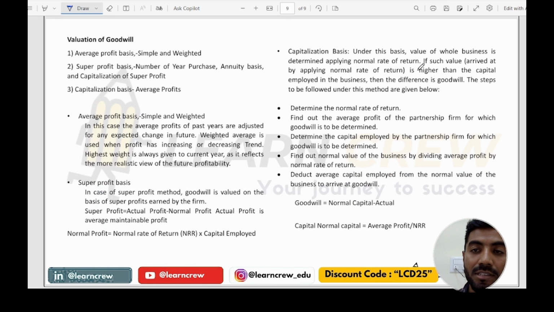Done. Next is valuation of goodwill. In every partnership question, you might see this valuation of goodwill. There will be a point with respect to this. And sometimes you can expect a separate question also for up to 4 to 5 marks on goodwill.